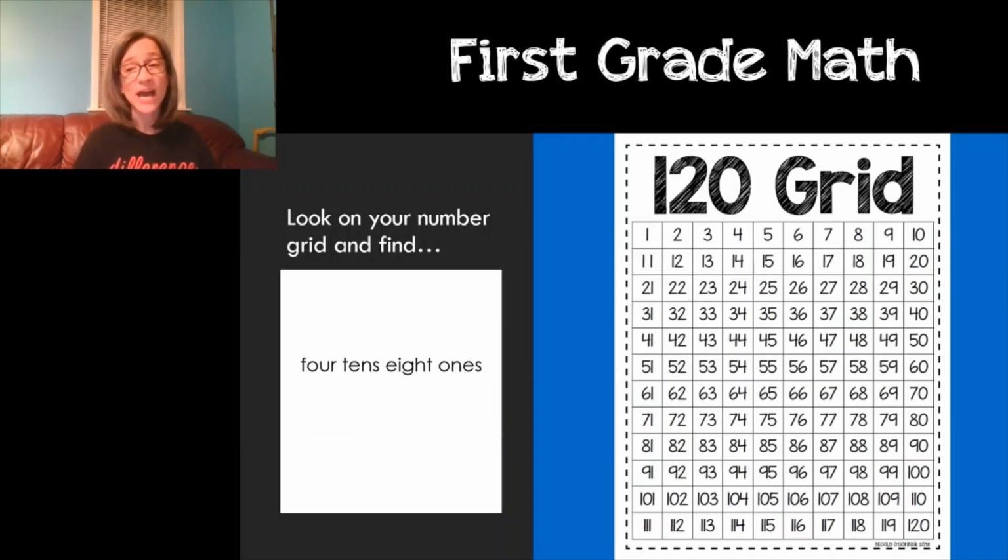Okay, this one we have to read. See if you can find 4 tens 8 ones. What number has 4 tens 8 ones? Find your answer. What's that number called? 48. 48 has 4 tens and 8 ones.